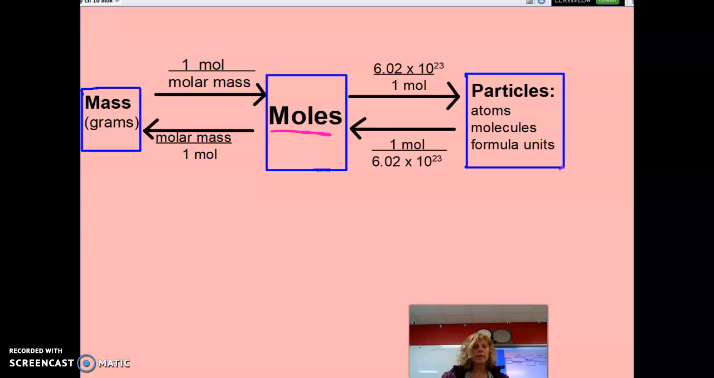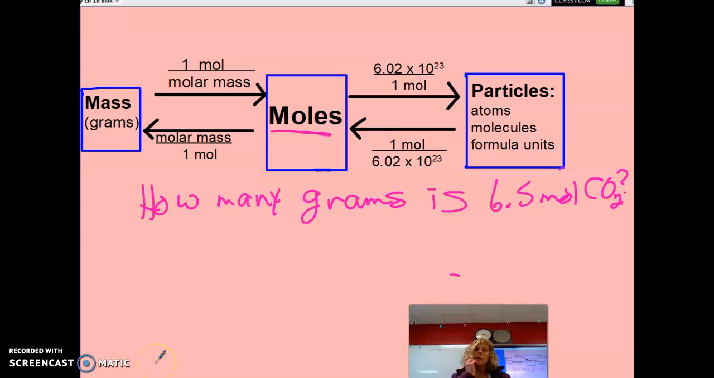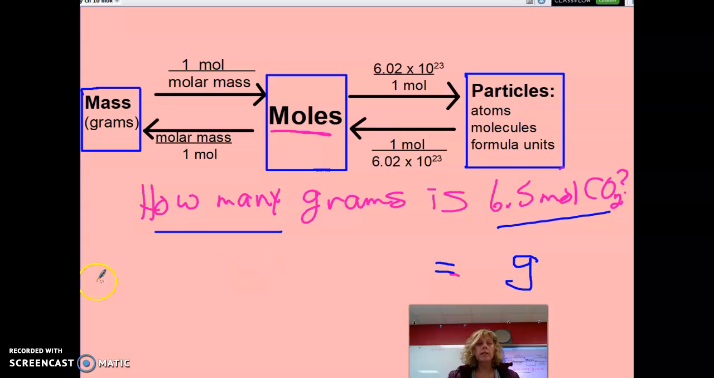So for example, what if I have moles? I have 6.5 moles of CO2, and I want to know how many grams that is. I always like to say what I want to end up with is grams, and I like to write that first. Then I'm starting with 6.5 moles. I'm going to abbreviate moles, MOL. That's a pretty standard abbreviation for moles.